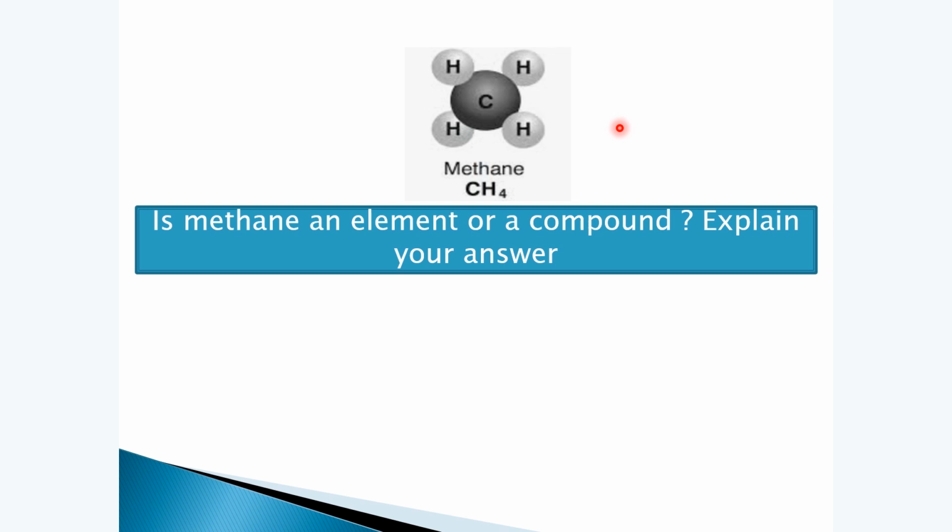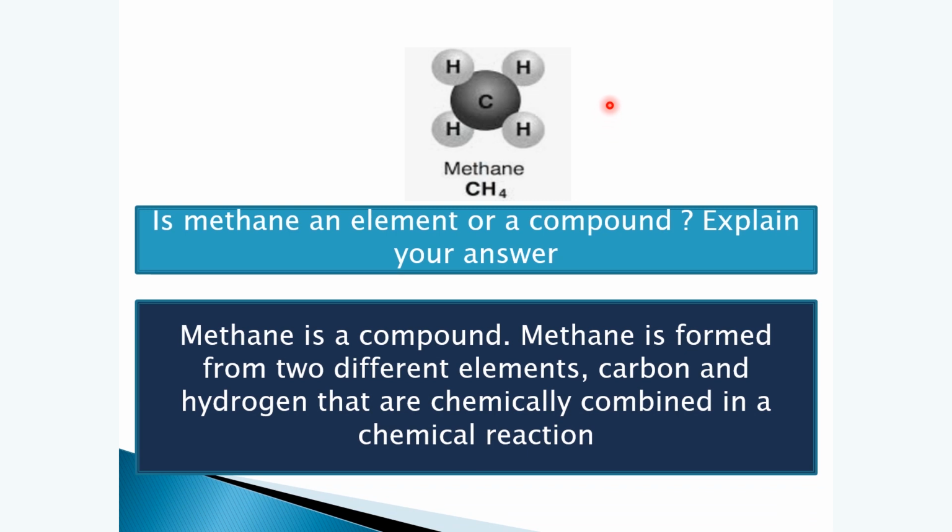Is methane an element or a compound? Explain your answer. Methane is a compound. Methane is formed from two different elements, carbon and hydrogen, that are chemically combined in a chemical reaction. That's all for today's lesson.